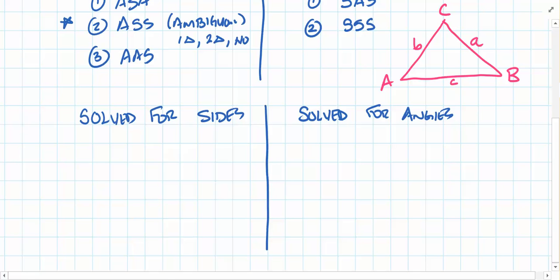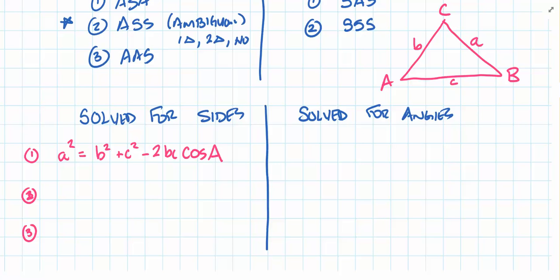So let's talk about the sides, solved for the sides. It could be one of three cases because we have three sides. The first one, if I solve for side A, it's going to be this. A squared is equal to B squared plus C squared minus 2BC times the cosine of angle A. Now I realize that looks kind of funky and weird. It is our law of cosines, and it's solved for side A. But it's actually not too bad.